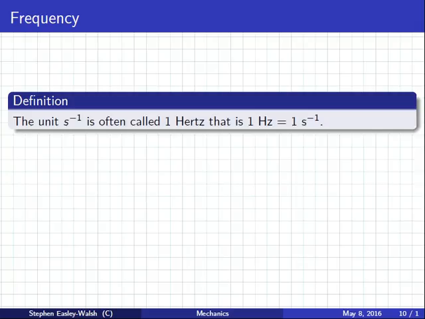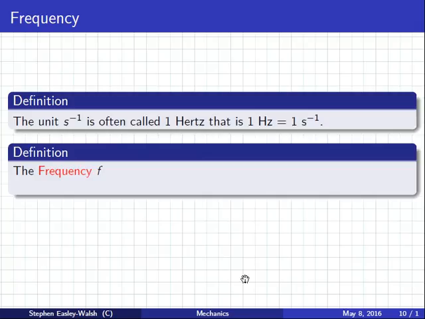You might have seen this unit somewhere before. The radio frequency, for example, or the refresh rate of the TV screen or laptop screen.